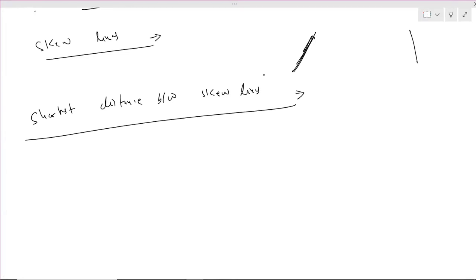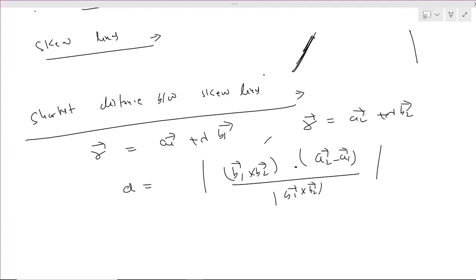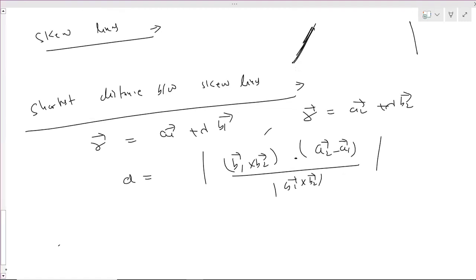Shortest distance between skew lines. If two lines are r vector equals a1 plus lambda times b1 and r equals a2 plus lambda times b2, the formula is mod of (b1 cross b2) dot (a2 minus a1) whole divided by mod of b1 cross b2. All right. Very important formula.